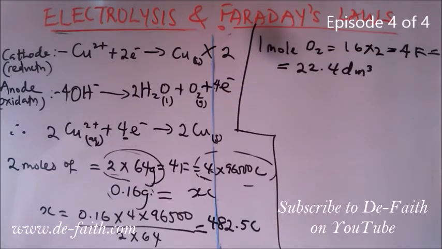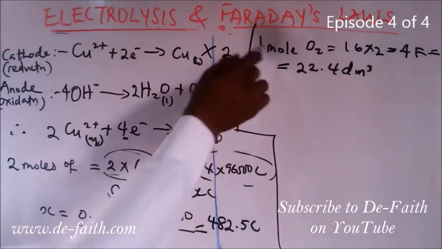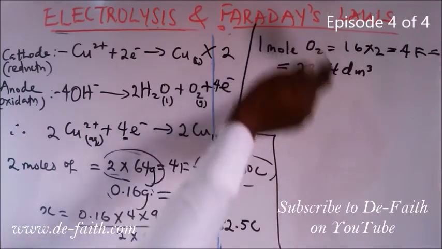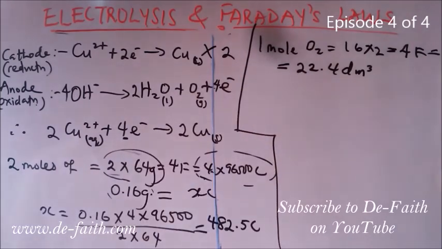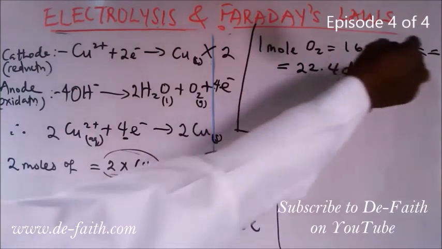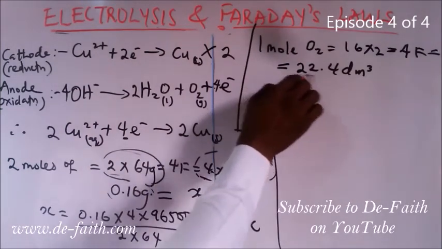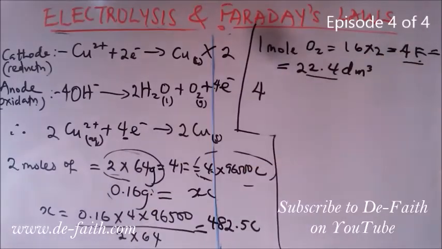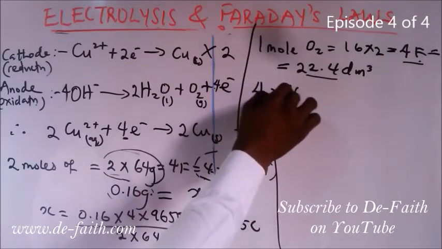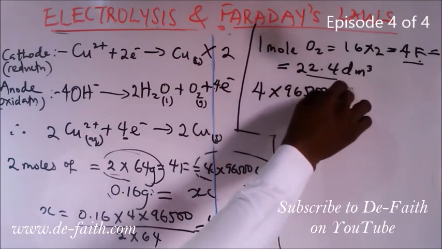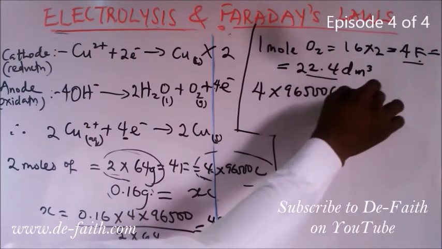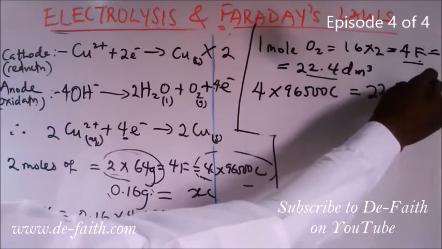I know you are considering the introduction of this volume. We are introducing it because that is what we are asked to find, and we know that this 22.4 dm cubed is known as molar volume, because 1 mole of any gas at standard temperature and pressure equals 22.4 dm cubed. Now from here, what we need to relate is this volume and 4 Faraday. Now we know that 1 Faraday is 96,500 coulomb, right? So 4 Faraday equals 22.4 dm cubed.